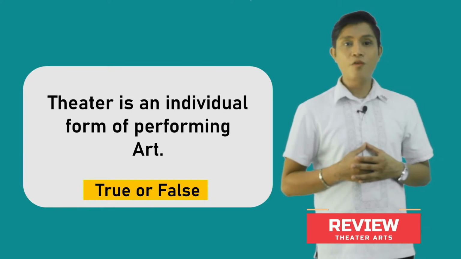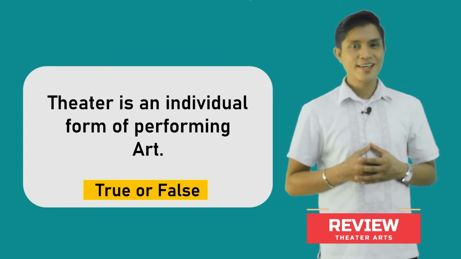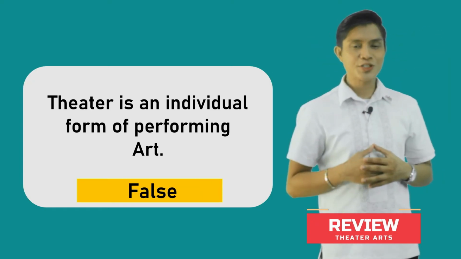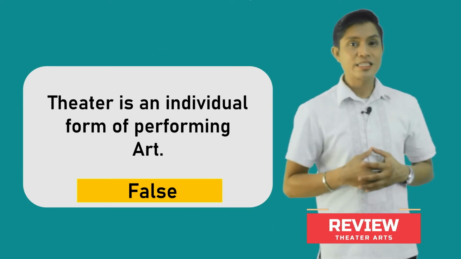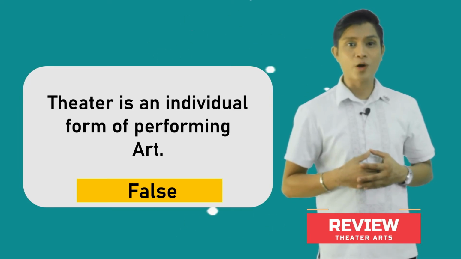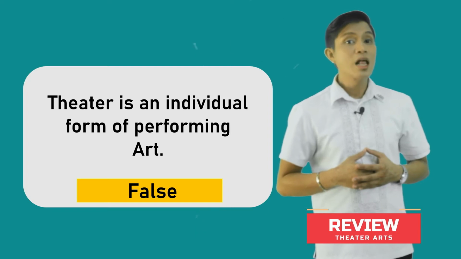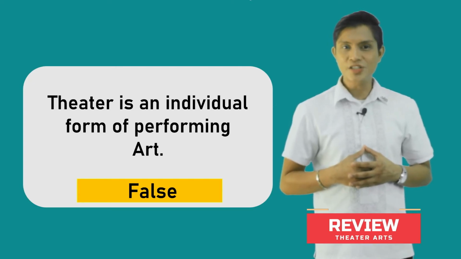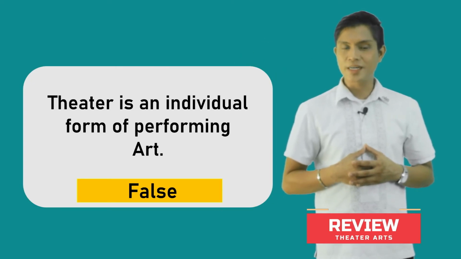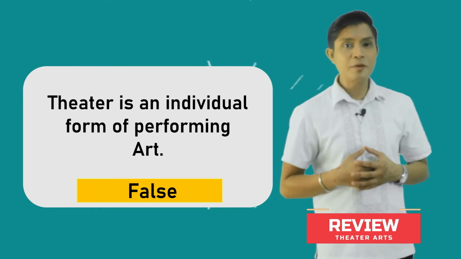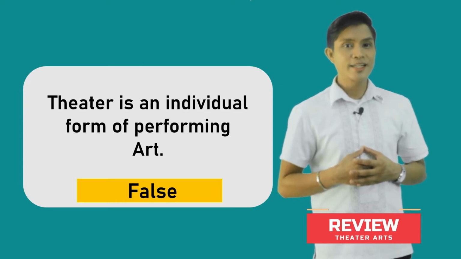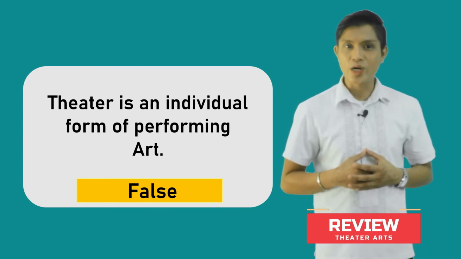Number 4. Theater is an individual form of performing art. The correct answer is false, because theater is a collaborative form of performing art that uses live performers, usually actors or actresses, and the people behind the stage, such as stage directors, to present the experience of a real or imagined event before a live audience in a specific place or a stage.